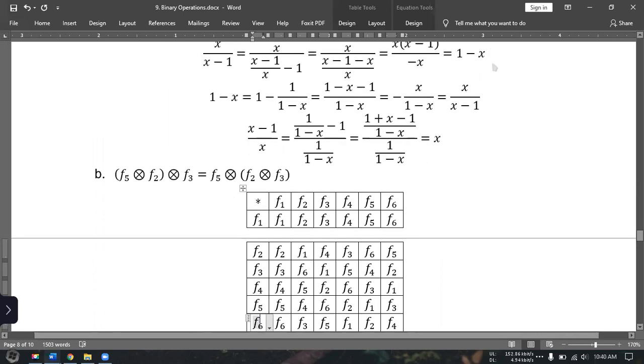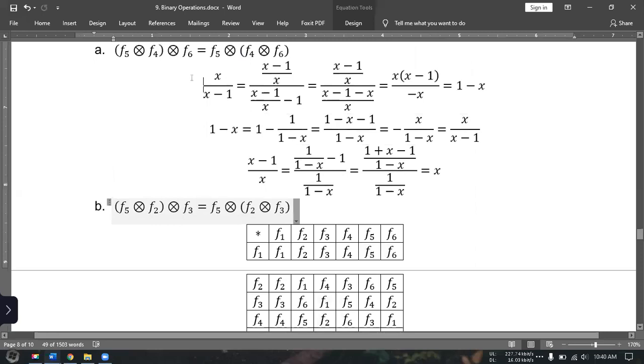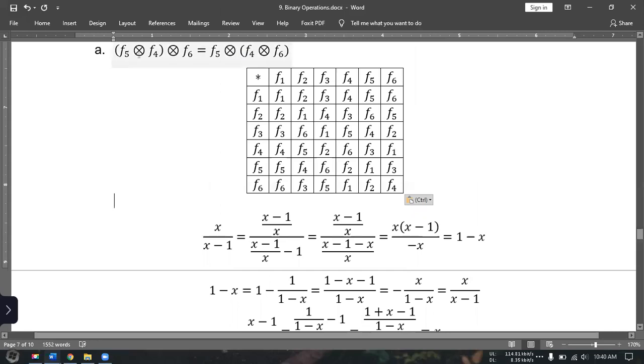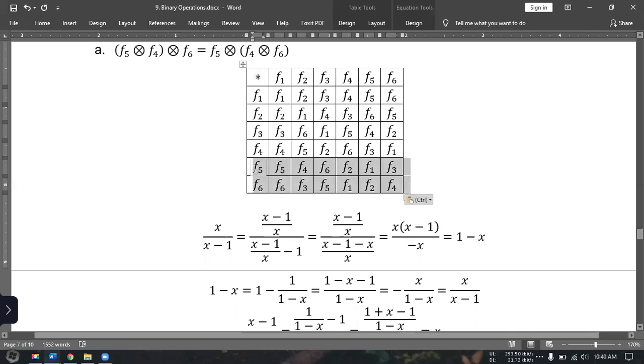What is the given? Let me copy this. I think, yeah, I did. And I deleted the solution for number 1. By using the table, f sub 5 with f sub 4 will give us f sub 2. And f sub 2 with f sub 6 is f sub 5, which is true.